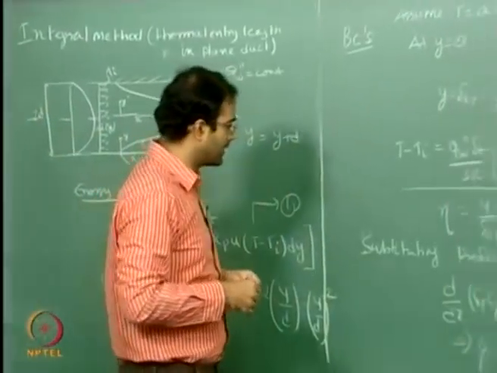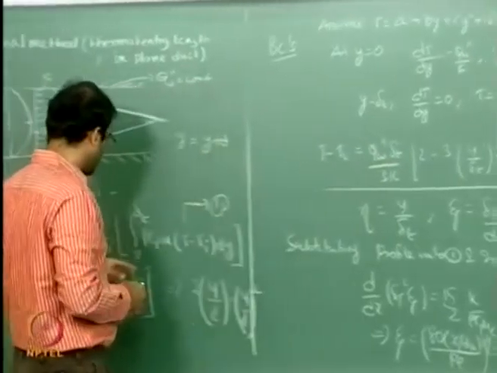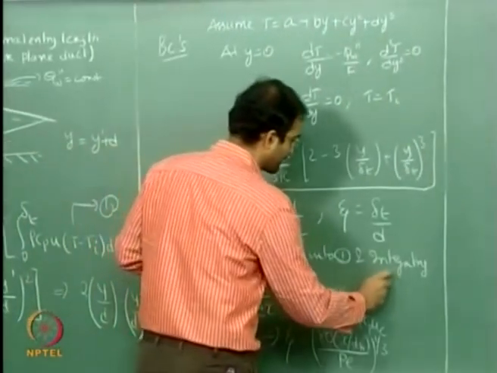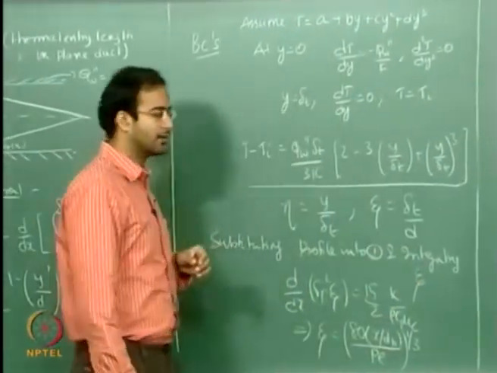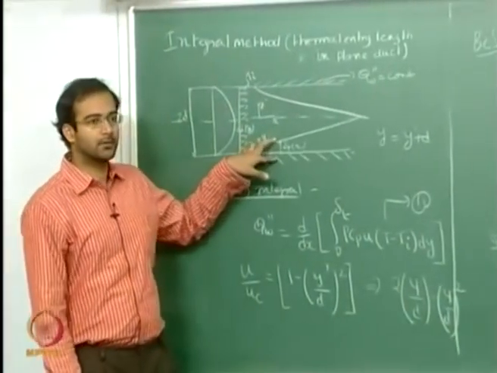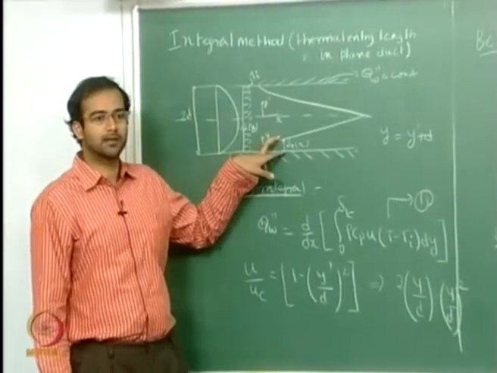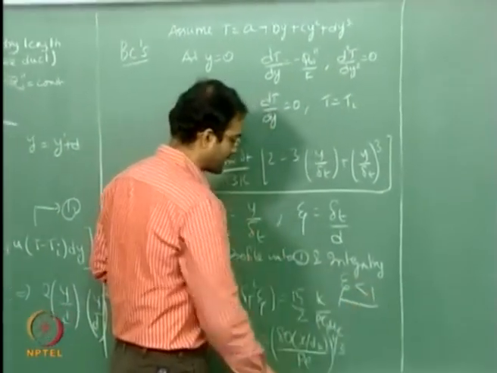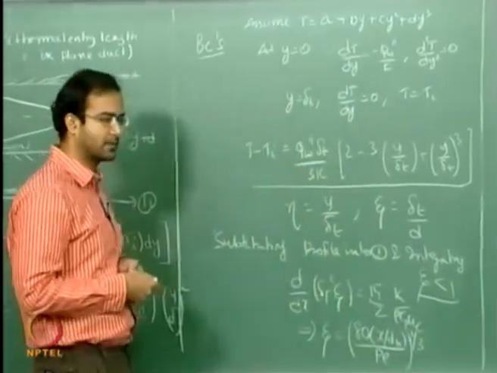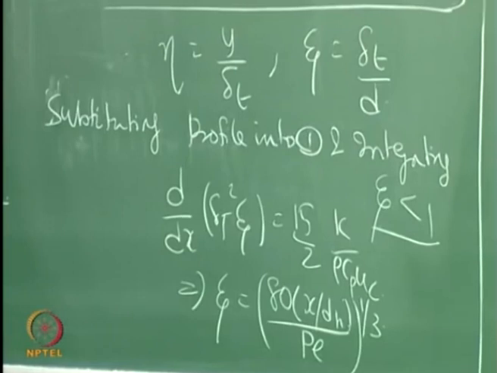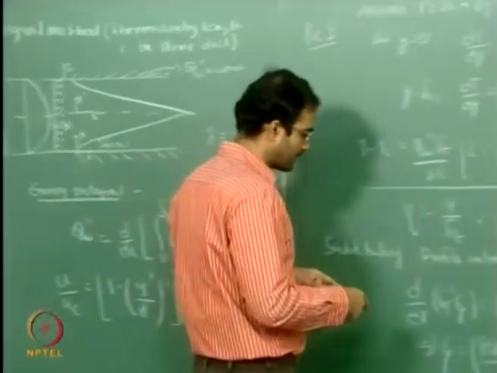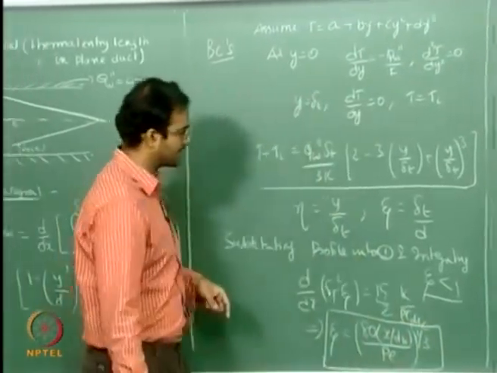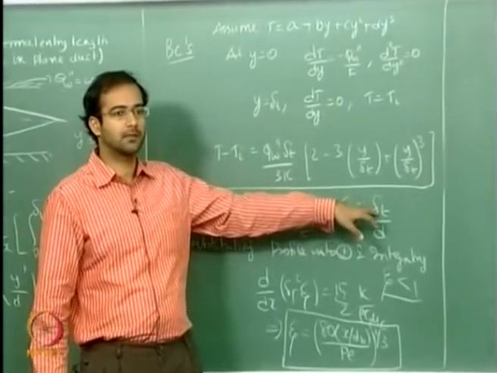We substitute this profile into your energy integral, you integrate it out, and we neglect all the higher order terms of zeta. Since you are looking at the thermal entry length, you are supposed to be looking at a region where your delta t is much smaller than d. Therefore since zeta is less than 1, we neglect all the higher order powers of zeta, of the order of quadratic powers and higher. If you do that, you get a direct expression for zeta, which is nothing but your non-dimensional thermal boundary layer thickness.